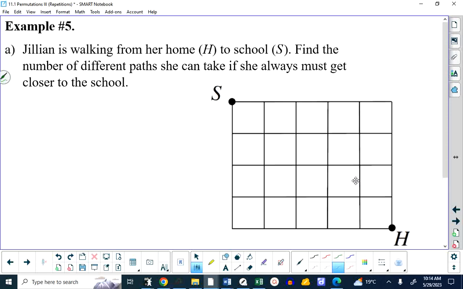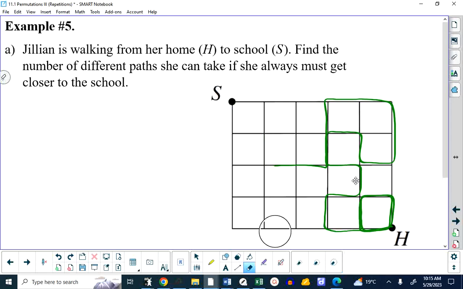How many ways can Jillian go from home to school if she always has to get closer? In other words, Jillian is not allowed to dawdle. If she were allowed to dawdle, the answer would be infinity, right? She always must get closer.